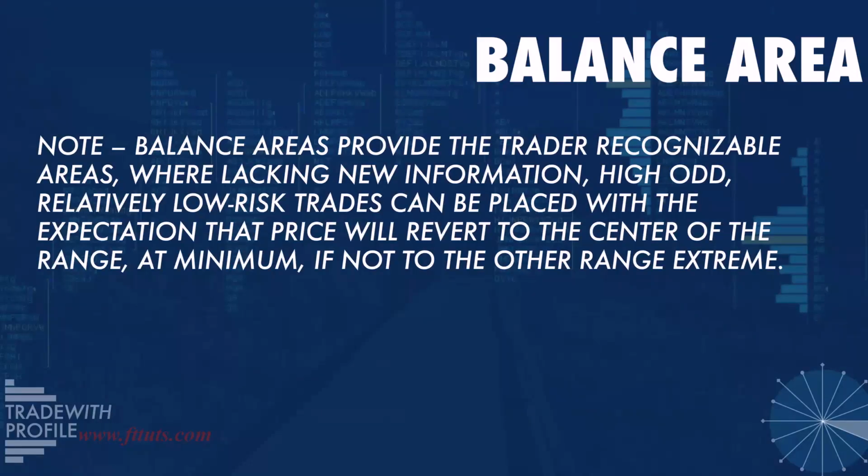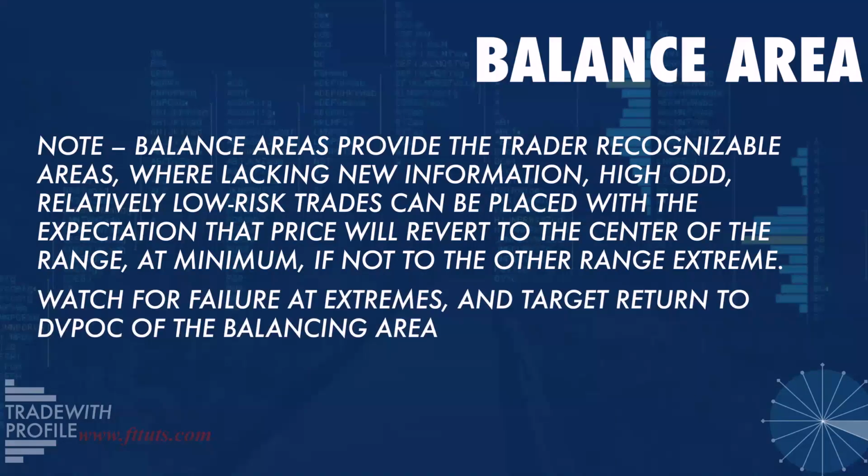Now, balance areas provide recognizable areas. So when there's no new information, you can have a high odds, relatively low risk trade within the expectation that price will revert to the center of the range. So while you're in a balancing environment, the idea is to play from the outside in. Okay. Now, at the same time, you have to watch for failure at the extremes, meaning failure for the extremes to hold the auction. But if they do hold, target the return to the developing volume point of control of the balancing area.